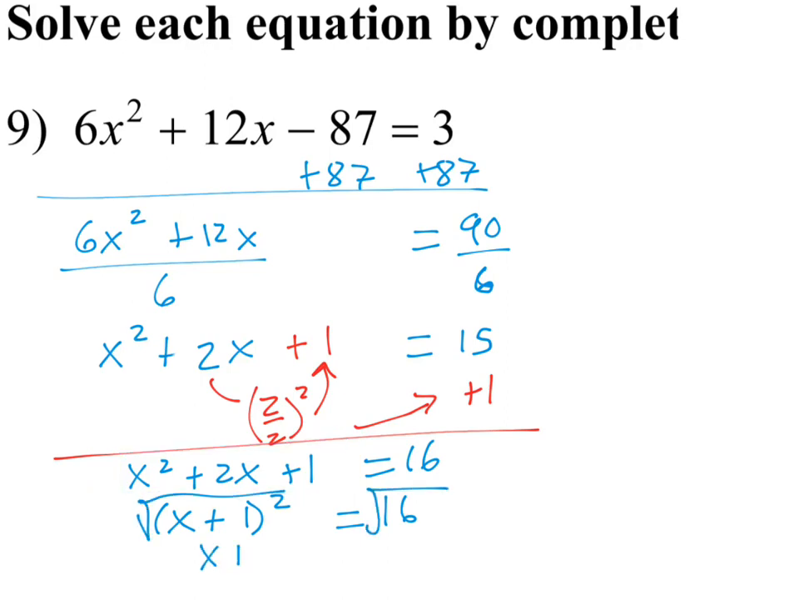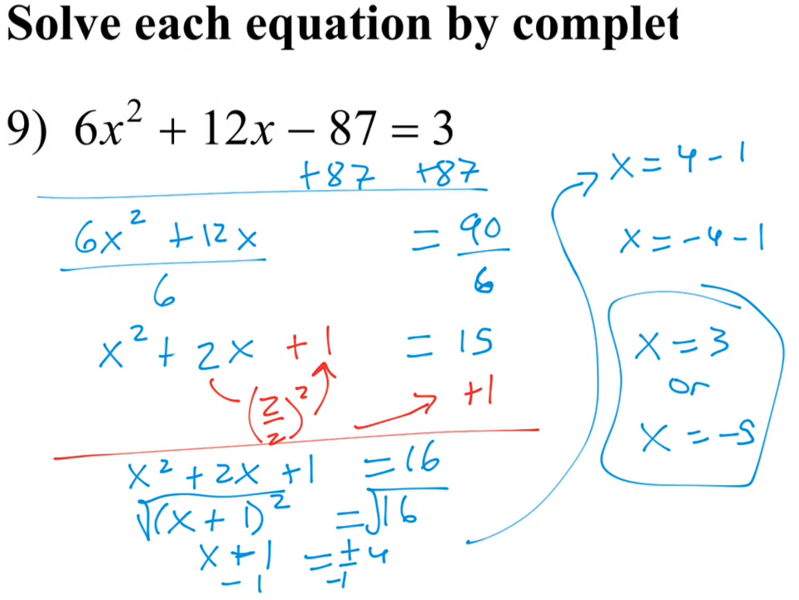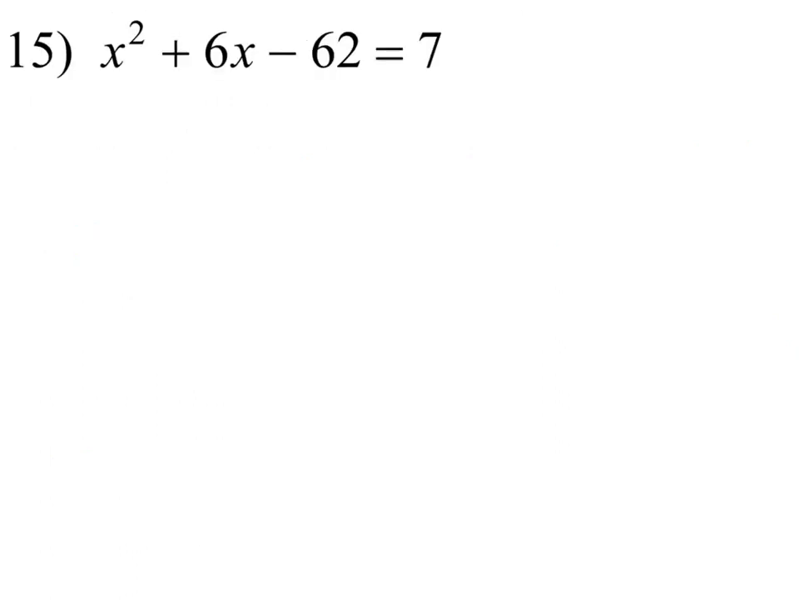And now at this point, we can finish by square rooting. And we get x plus 1 equals plus or minus 4. And then we're going to subtract 1 on both sides. And we're looking at x is 4 minus 1, and x is negative 4 minus 1, which will give you x equals 3 or x equals negative 5. And voila, we have solved our quadratic. But let's do another completing the square so you can see the process.